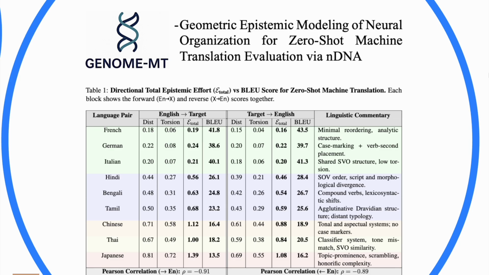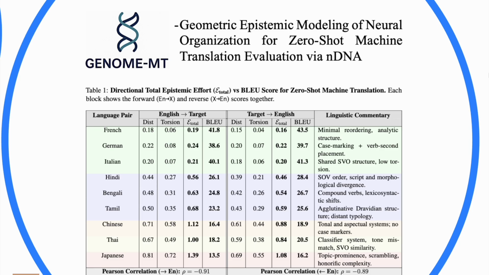Linguistic reasons, SVO order, analytic structure, modest case marking, and limited reordering, torsion stays small. Indian languages are mid-difficulty. English with Hindi, Bengali, and Tamil land in the mid-range effort with BLEU in the mid-20s. Causes, SOV order, compound verbs, agglutinative morphology, and script and morphosyntax divergence, torsion rises in mid and late layers.